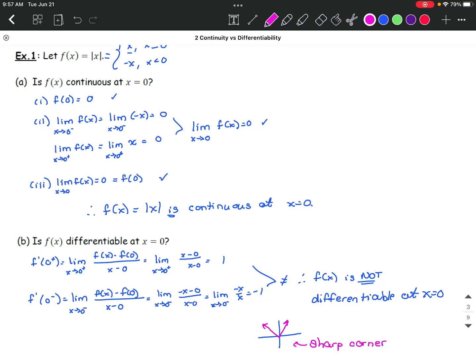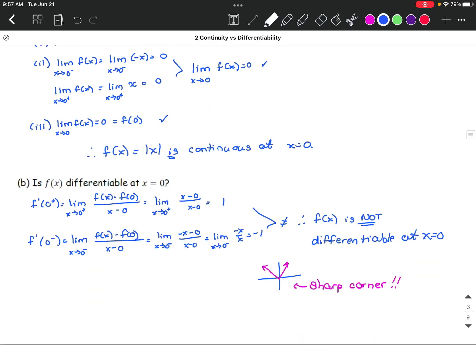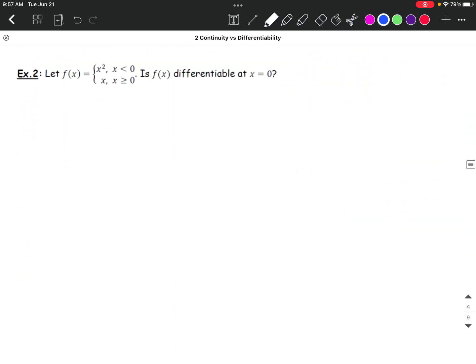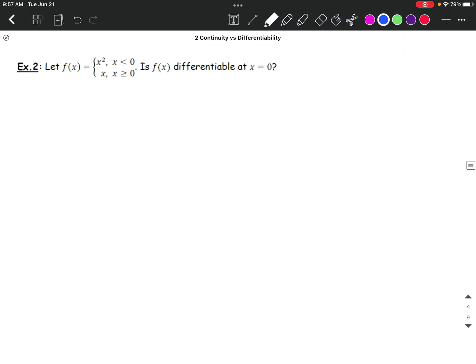Okay, when we have a sharp corner, a derivative does not exist. That's why it wasn't differentiable, but we just proved it algebraically or analytically. Let's look at another example. Let f of x be x squared when x is less than 0 and x when x is greater than or equal to 0. So the first question is, is f of x differentiable at x equals 0?